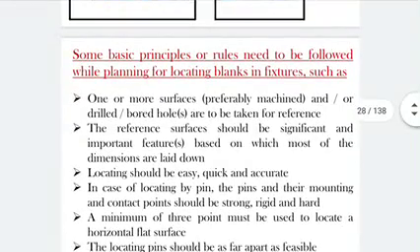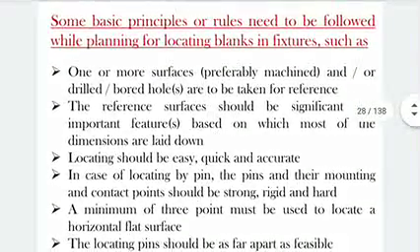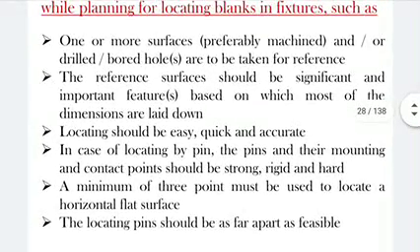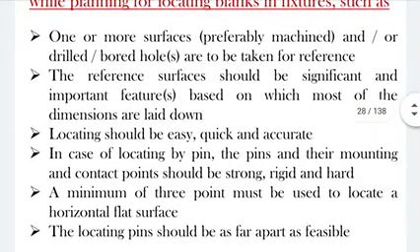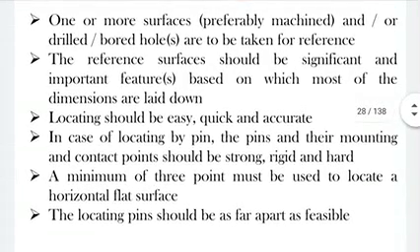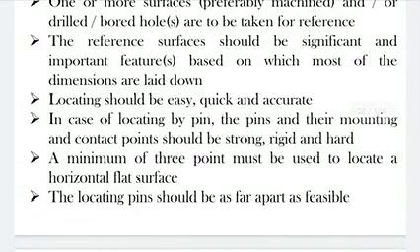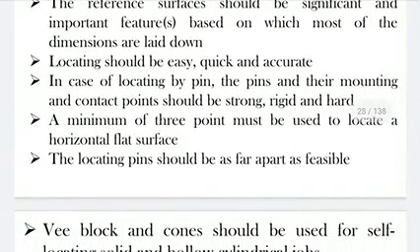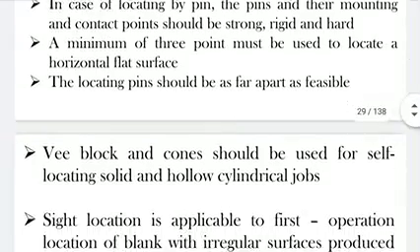Now some basic principles or rules to be followed while planning or locating blanks in the fixture are: 1 or more surfaces, that is machined or drilled or bored holes, are to be taken as a reference. The reference surface should be a significant and important feature based on which most of the dimensions are laid down. Locating should be easy, quick, and accurate. In the case of locating by pin, the pin and its mounting and contact point should be strong, rigid, and hard. A minimum of 3 points must be used to locate a horizontal flat surface. The locating pins should be as far apart as feasible.